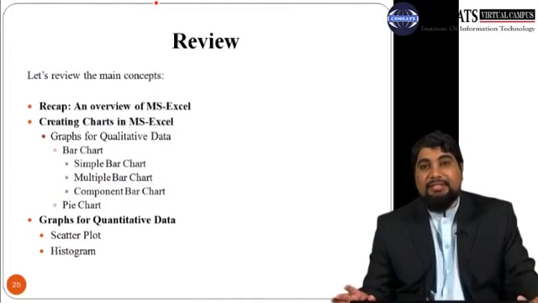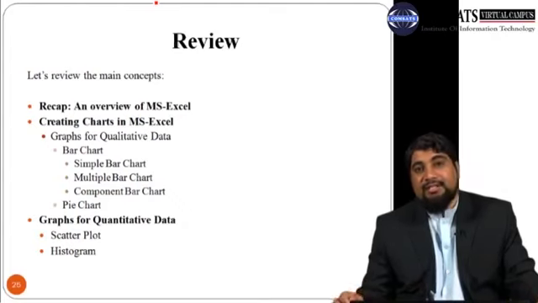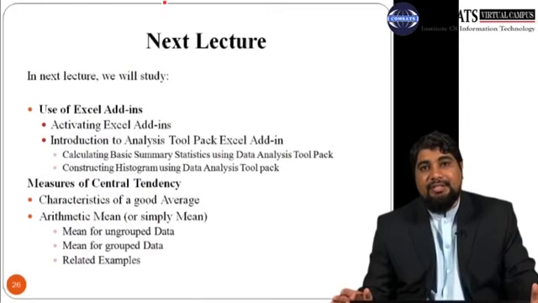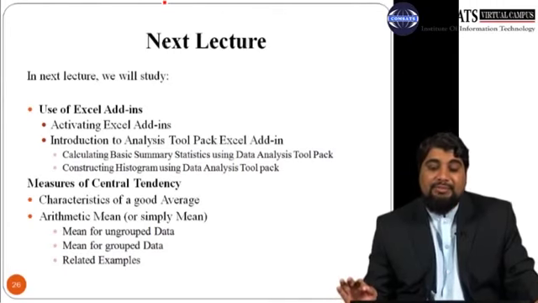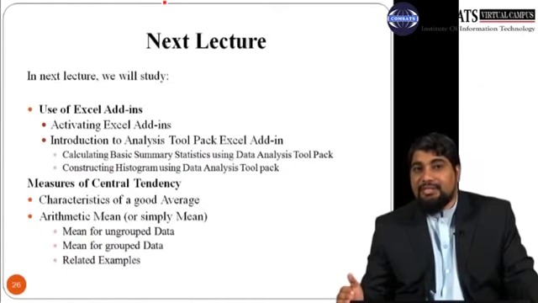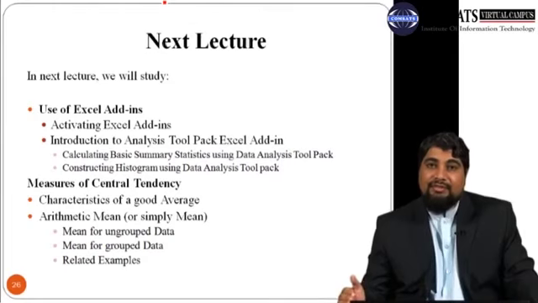And then we discussed two methods for quantitative data. So how to graph quantitative data? The first one is called the scatter plot, and the second one is called the histogram. In the next lecture we will discuss how to use Excel add-ins, and in particular how to activate Excel add-ins, and we will focus on one very important Excel add-in, the analysis tool pack. We will discuss how to use the analysis tool pack to get basic summary statistics and how to construct a histogram using this add-in.